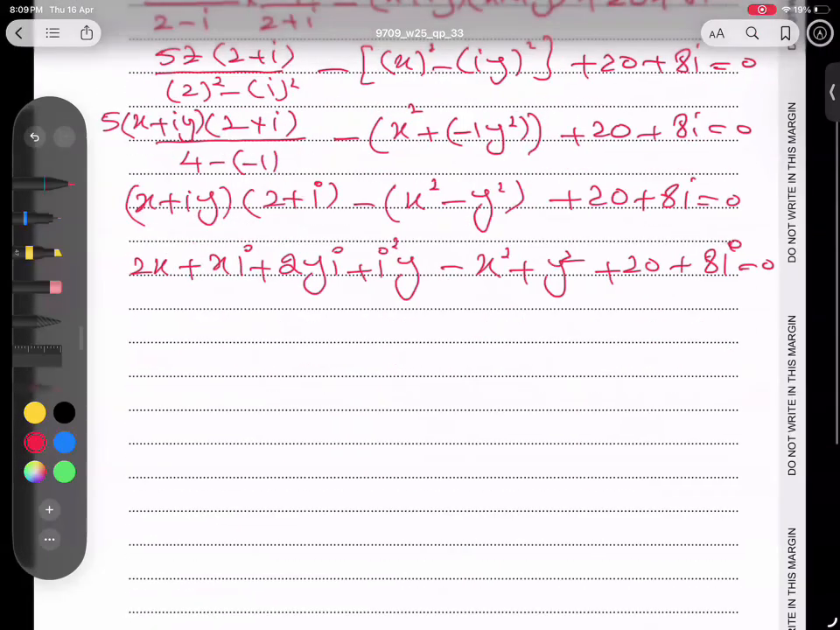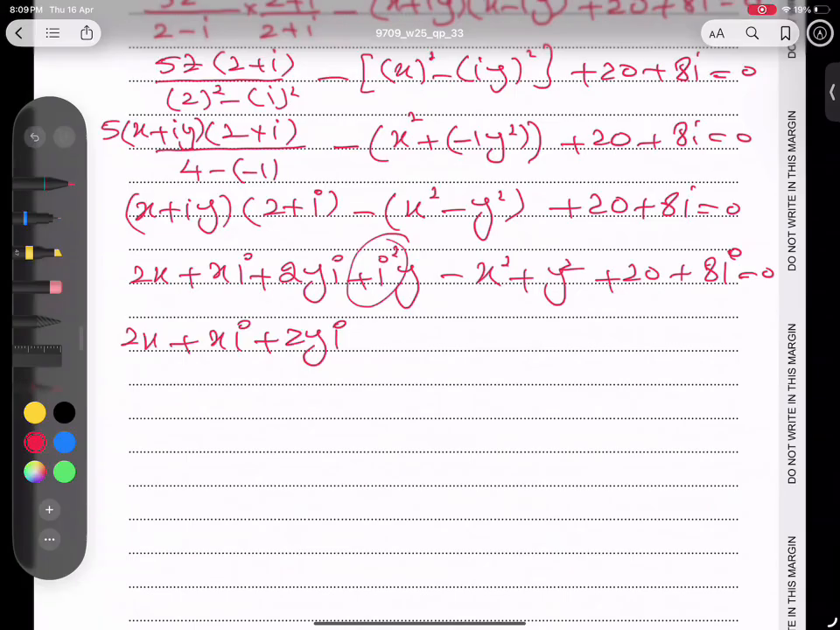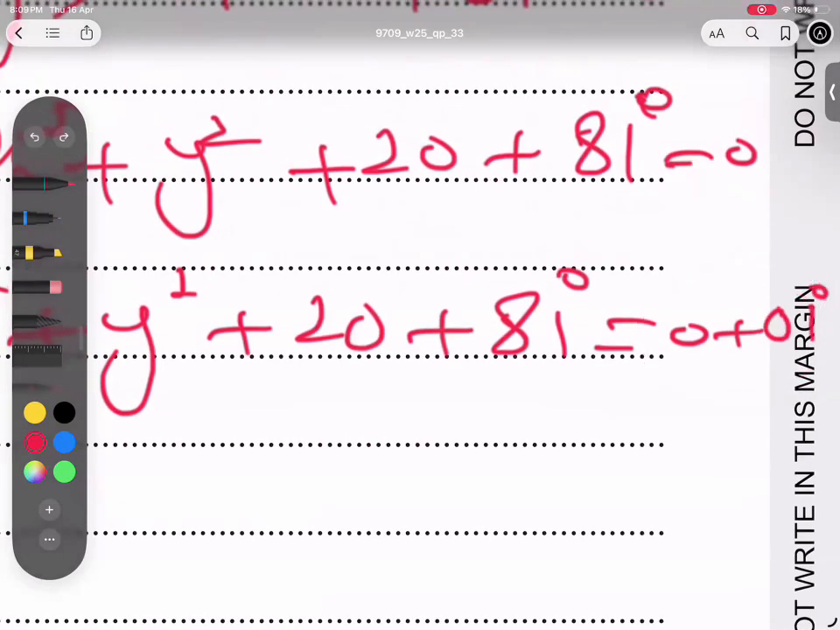Now, 2x plus x iota, 2y iota, and this iota squared is just minus 1, I got a minus y. So I think this part is very clear. We are okay. We are getting it. Now, right hand side, students, first of all, I think we have to simplify further. Let me check if it's possible. So right hand side, I will write 0 plus 0 iota. And now I'm going to compare.